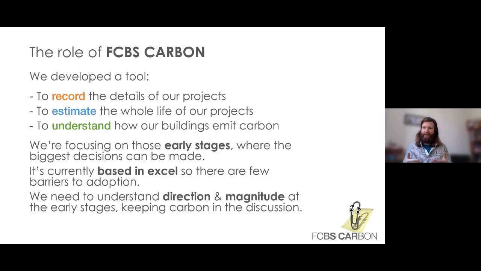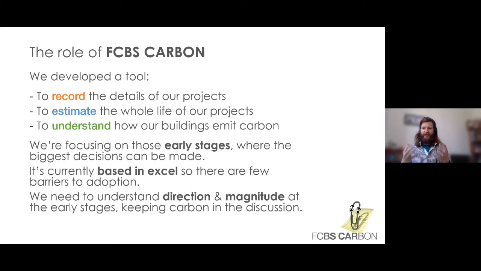But it's all about direction and magnitude. You make a change, does it go up, does it go down, is it loads up, is it loads down? If it's not loads, it might not make a difference in practical terms. So it's really about exploration, but really getting to understand how our buildings use it.